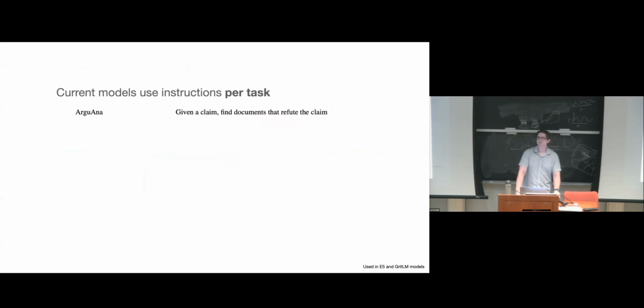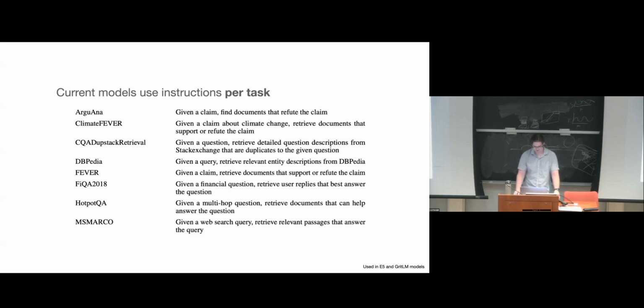This is kind of an aside, but current models say they use instructions. Part of what prompted me down this path is I thought there's no way these models are actually using them as instructions. What they do is take a task like, given a claim, find documents that refute the claim, and put that before every single query in the whole data set. Not only do they use that at test time, they also use it at training time, so they learn these data set representations for each query. Here's a bunch of them, MS Marco, etc. You notice they all have the same templated format: given an X, find passages that X. They do this at training and test time.